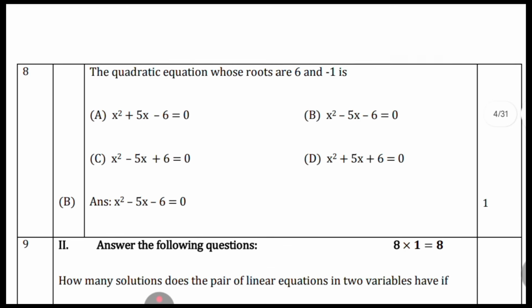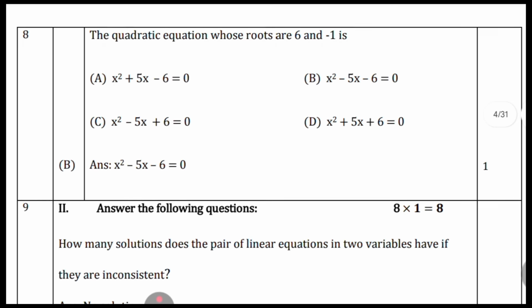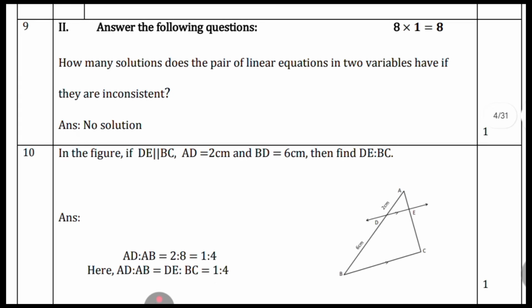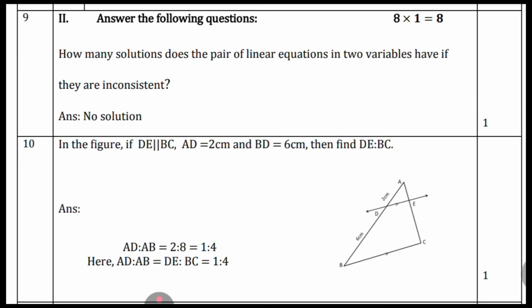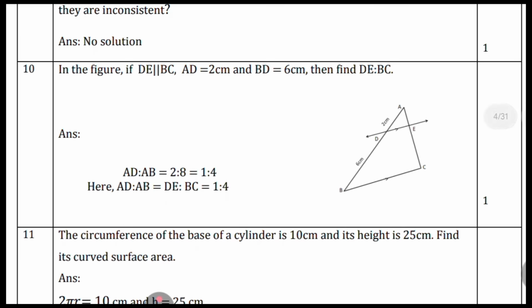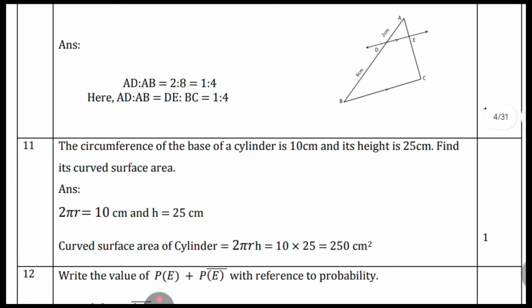Coming to the eighth question, the quadratic equation whose roots are 6 and minus 1 is, the correct answer is option B. Coming to the 1 mark questions, answer the following. How many solutions does the pair of linear equations in two variables have if they are inconsistent? Here the answer no solution is correct. If in the figure DE is parallel to BC, AD is equal to 2 cm and BD is equal to 6 cm, then find the ratio DE to BC. The answer is 1:4.